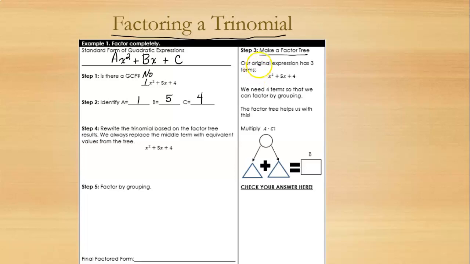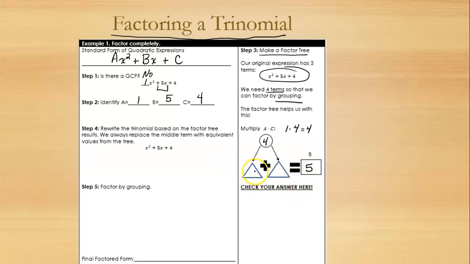So remember last time when we learned about factoring by grouping, you learned you had to have 4 terms, but our original expression has 3 terms. We need 4 terms so that we can factor by grouping. What we're going to do is replace this middle term with something that multiplies to be A times C. So A times C is 1 times 4, which is 4. But it needs to add to be B so that we can replace B.